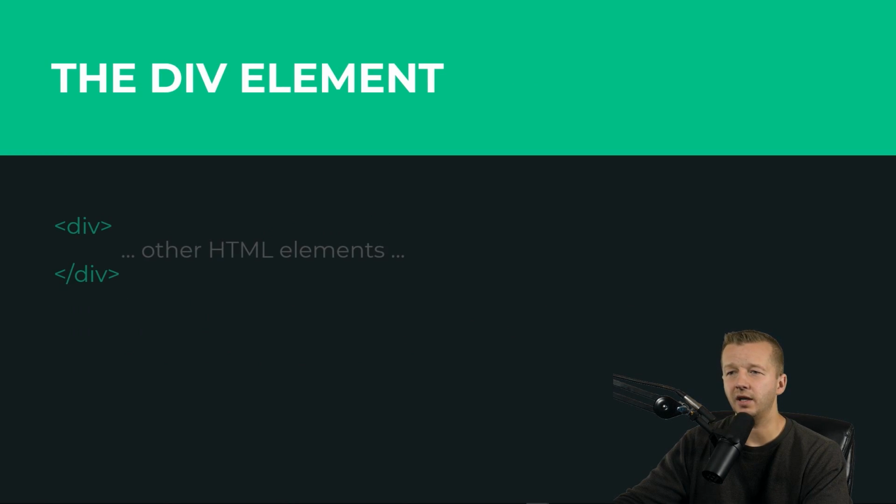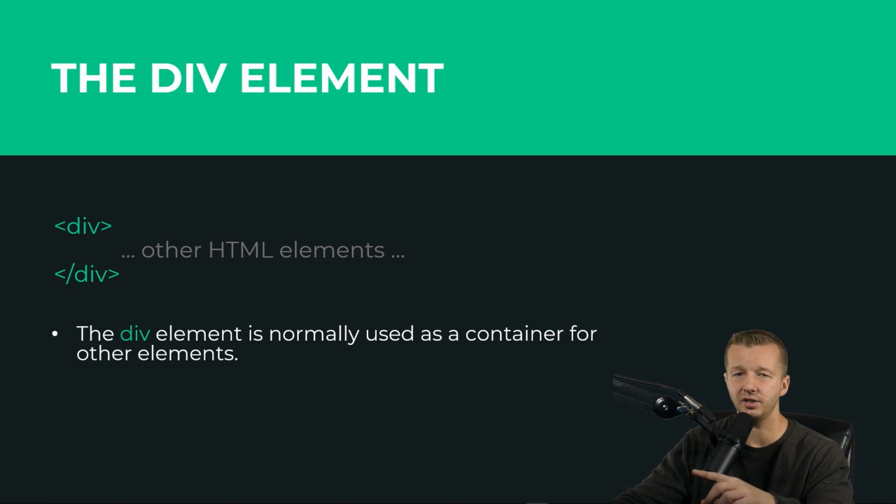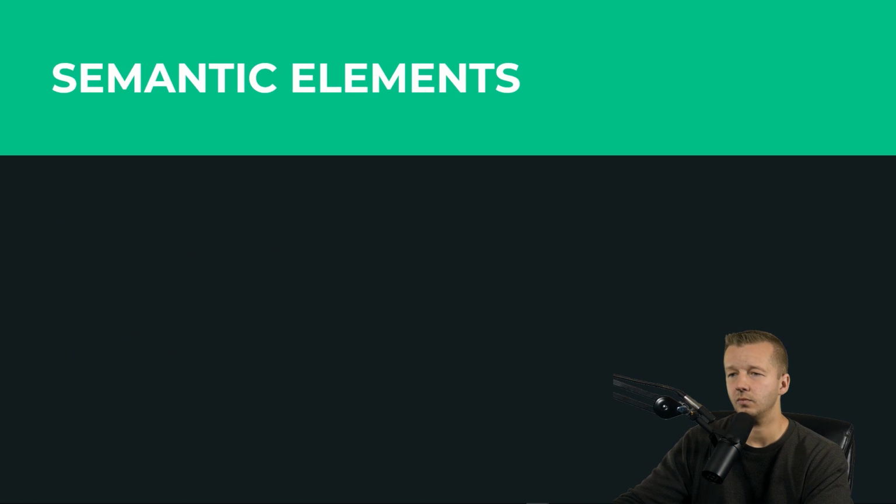So let's talk about the div element. The div element is normally used as a container for other elements. And again, there's a lot of HTML elements that I'm not mentioning, but just as with the previous slide, I wanted to mention this because you see it very often in your HTML. It's normally used for defining different layouts and different visual properties of the layout through CSS. So that's just something to keep in mind.